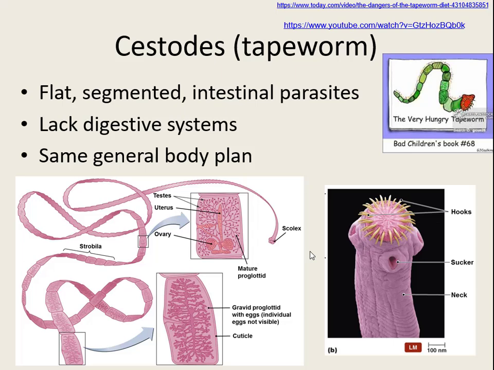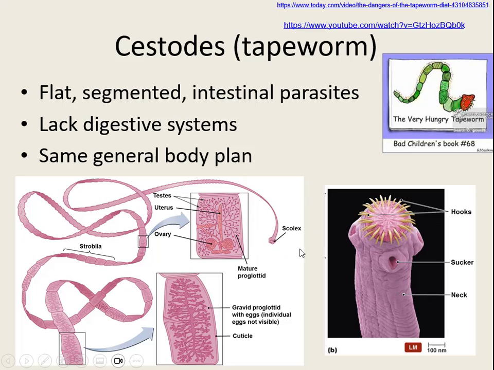They're flat, like a piece of tape. They're segmented, and they're intestinal parasites. They don't have a digestive system, so there is no mouth, there is no digestive tract, there is no anus. They do have a head region, but they're not feeding from it. They don't have eyes, but it is where they are attaching themselves.